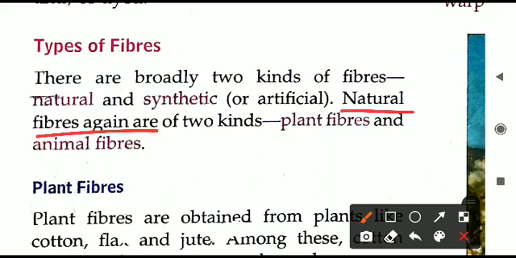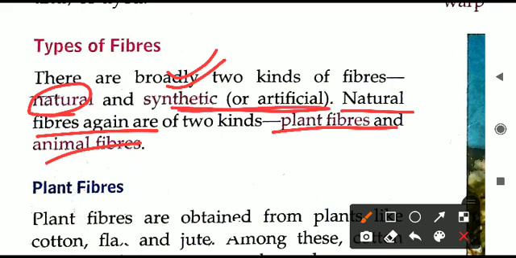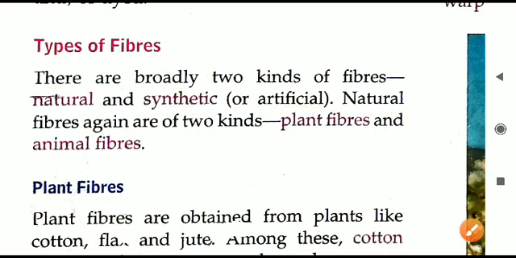The natural ones will be obtained from plants and animals. These natural fibers are again of two types: plant and animal fibers. The synthetic ones are artificial fibers. We are not getting them from nature. We have to manufacture them in the industries. Using chemicals only we are making these things.